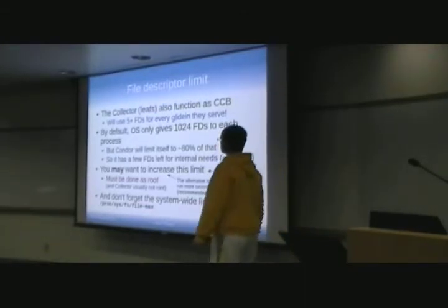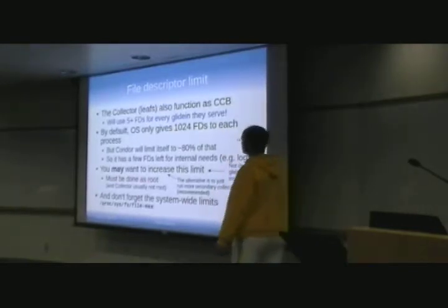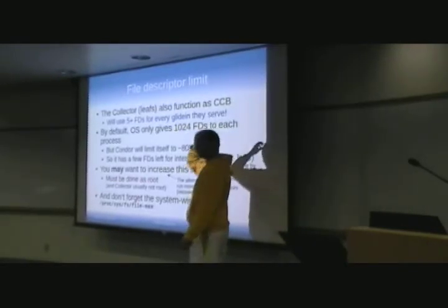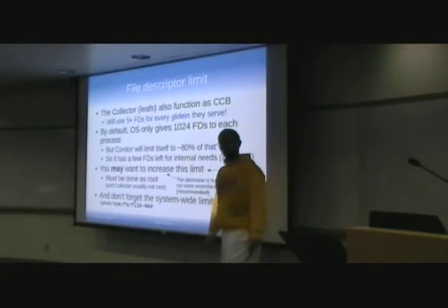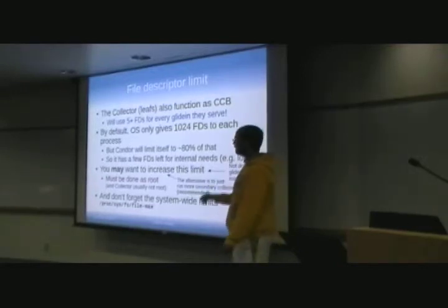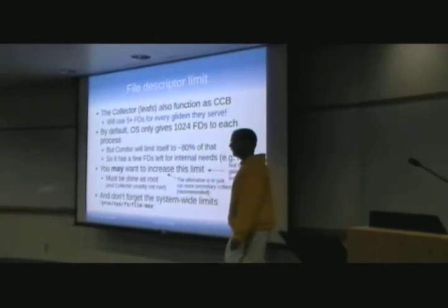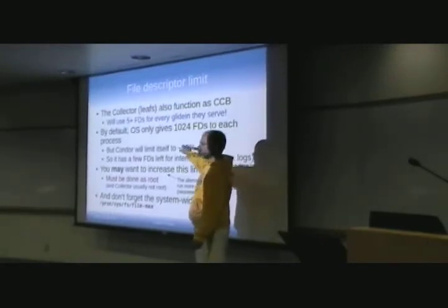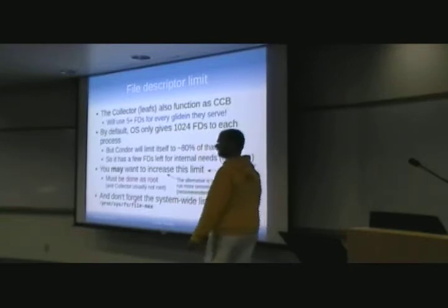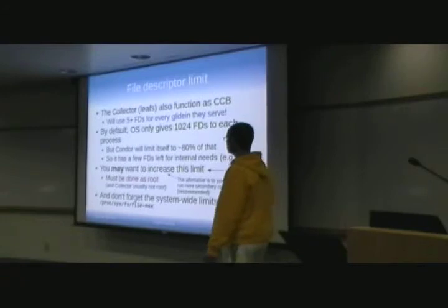This is optional. You don't need to, but remember we said the collectors work as CCBs, and we use between 5 and 6 descriptors for each and every glidein. And by default, the operating system usually gives only 1,000 file descriptors for each process. So Condor itself, at around 80% I think, will start refusing new connections for self-preservation, so it can do really important stuff with the remaining file descriptors.